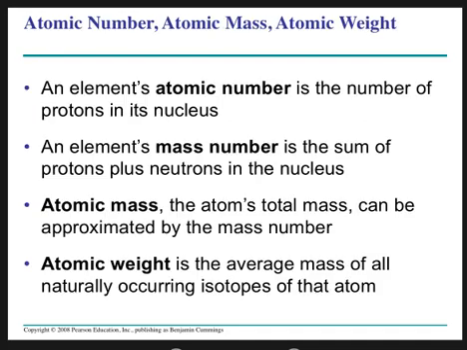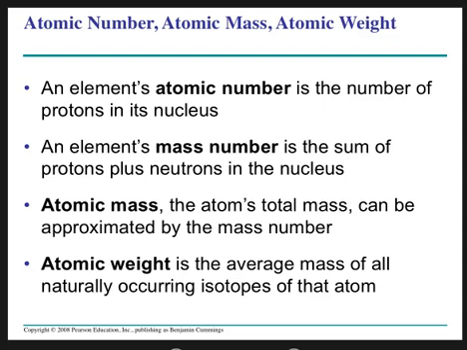Okay, so here are some base definitions. Atomic number, mass number, atomic mass, and atomic weight. You need to know what each of those is. You need to be able to apply those to a given element, and that's one of the things we're about to practice. So the atomic number is the number of protons in the nucleus. The mass number is the sum of the protons plus the neutrons that are in the nucleus.